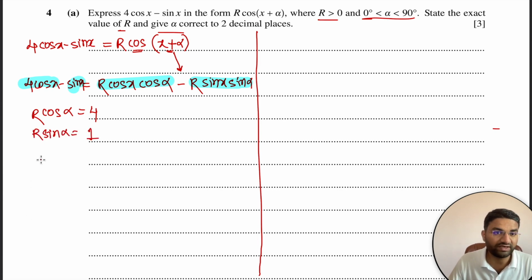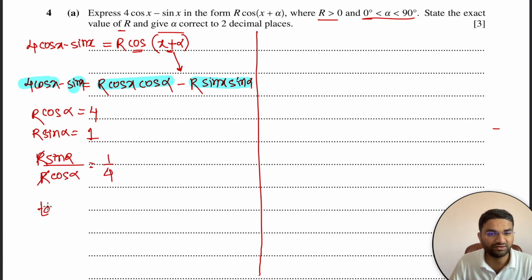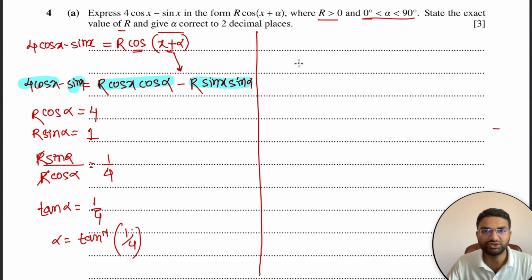If you take r sin alpha divided by r cos alpha, it is equal to 1 upon 4, so tan alpha is equal to 1 upon 4 and alpha is equal to tan inverse of 1 by 4. If you check in the calculator, alpha is equal to 14.04. Then you have to calculate the r value.